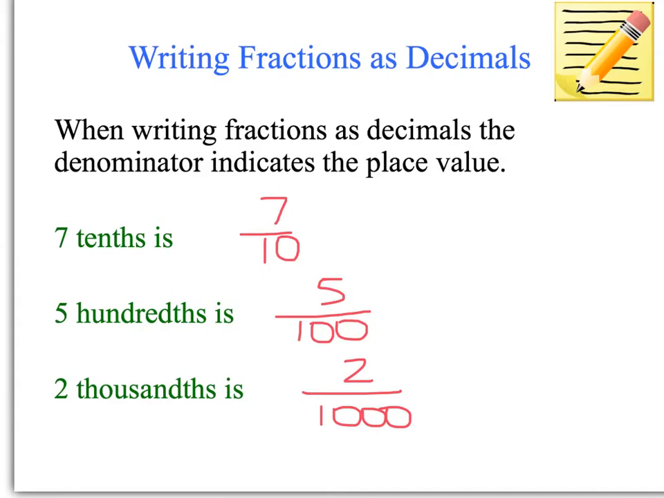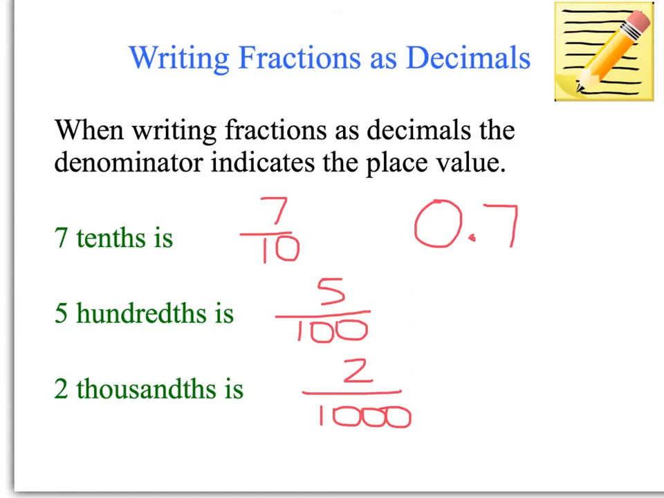Alright, so how we write these as decimals now is we need to look at the denominator. The denominator here in the first one is tenths, and we know that tenths is the first place. Now I always like to write 0 in the whole number, even if you don't have to, but I always think it's a good habit to get into. So when we're writing it as a decimal, 7 tenths is 0.7.